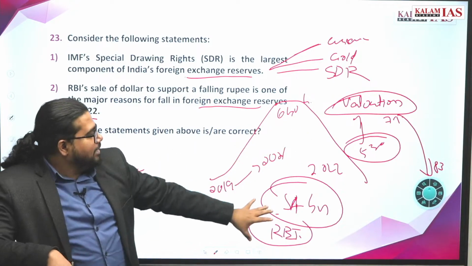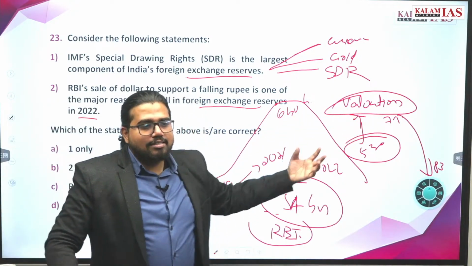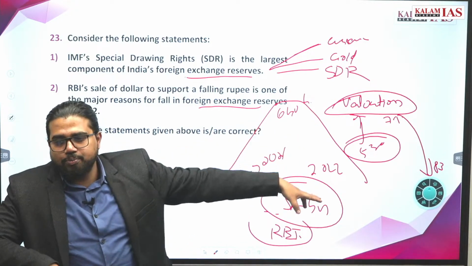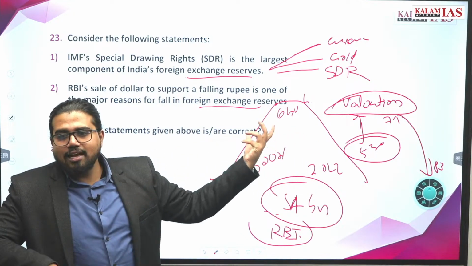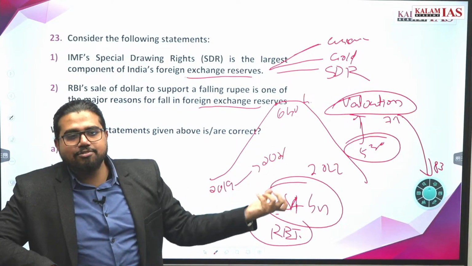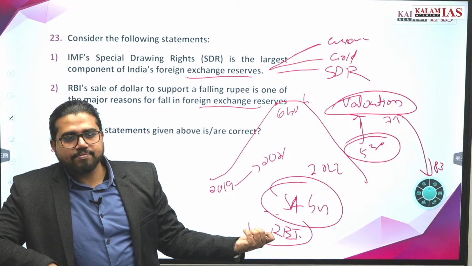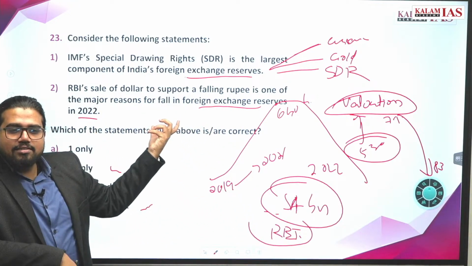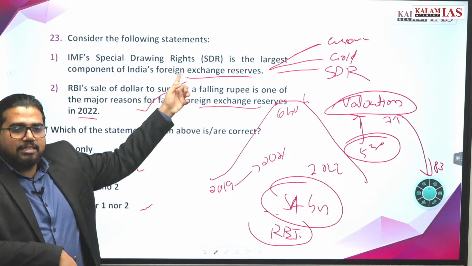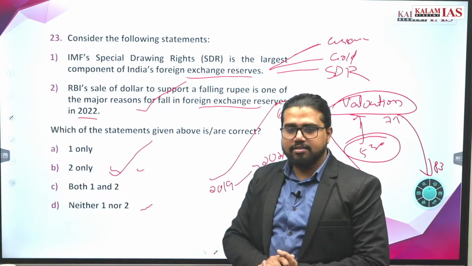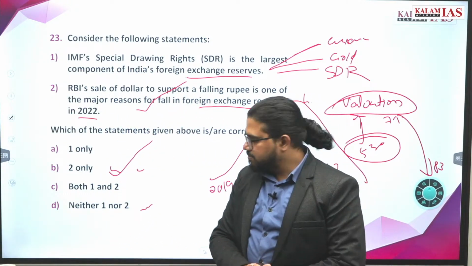So two reasons basically: one is valuation issues. Second, RBI is having spot market intervention to check the fall of rupee. Both these are core reasons why forex reserve is decreasing. So the second option should be very much correct. Our answer should be B, not D. Go ahead.